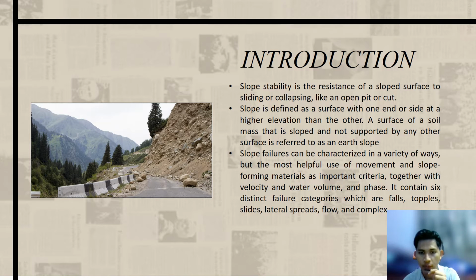an earth slope. Based on our research about this topic, slope failure can be characterized in a variety of ways. But the most helpful uses the type of movement and slope-forming material as important criteria, together with velocity and water volume and phase. It contains 16 failure categories, which are fall, topple, slide, lateral spread, flow, and complex.